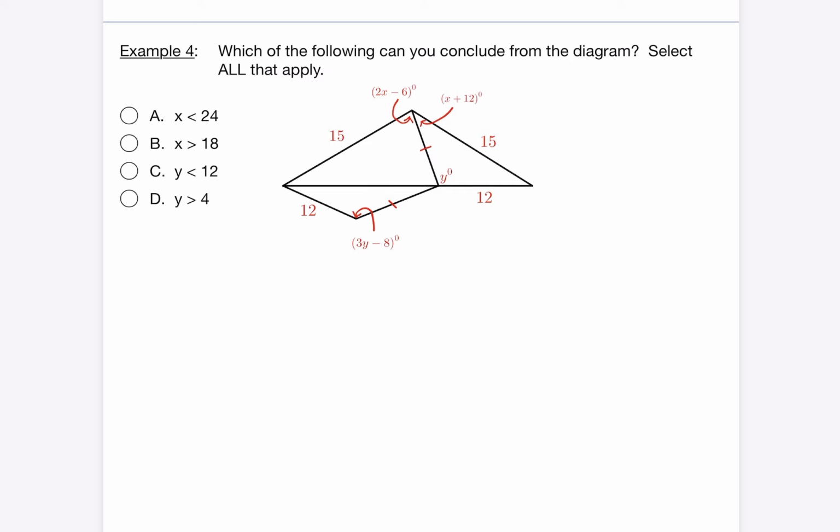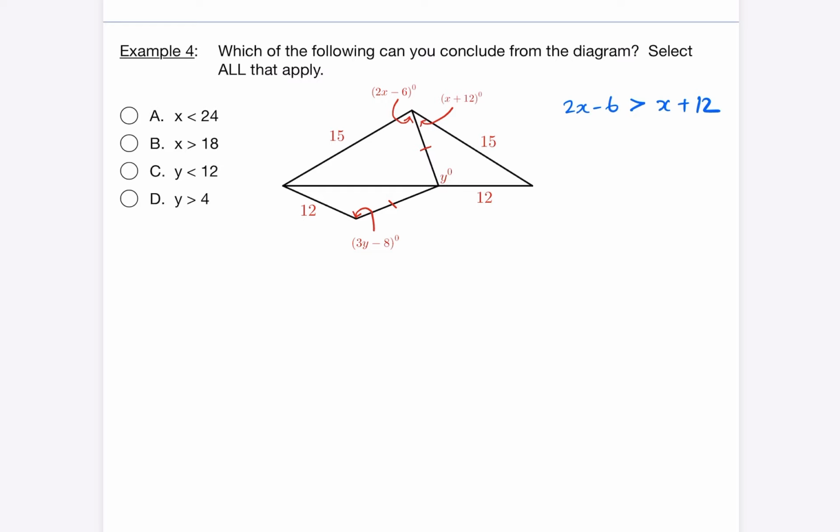And the question we want to ask is, what is the relationship between this angle, which is 2x minus 6, and this angle, which is x plus 12? Well, if you take a look, you see how this segment here is kind of slanted towards the right, which means that this side is going to be longer than that side. And since this side is longer than that side, that means this angle is going to be larger than this angle. Okay, so let's go ahead and establish that. We could say that 2x minus 6 is going to be greater than x plus 12.